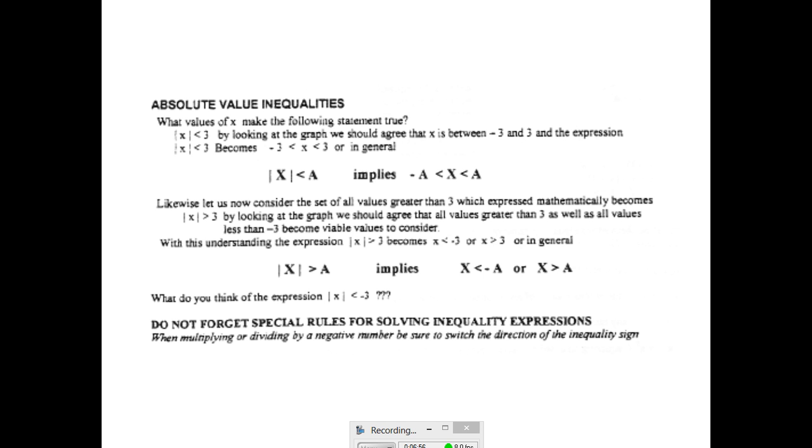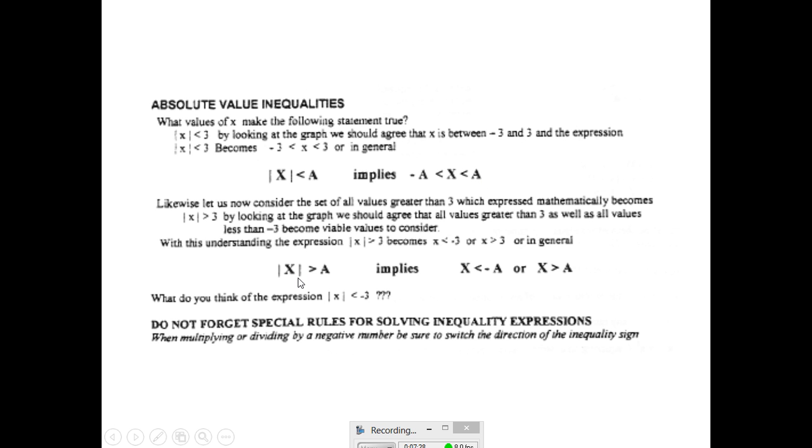So what about absolute value inequalities? Okay? Absolute value inequalities are as follows. If the absolute value of something is less than a, then it implies that you can remove the absolute value bars at the expense of comparing it in this way between a and a's opposite. Okay, so that it reads the opposite of a is less than x, which is less than a. Okay.